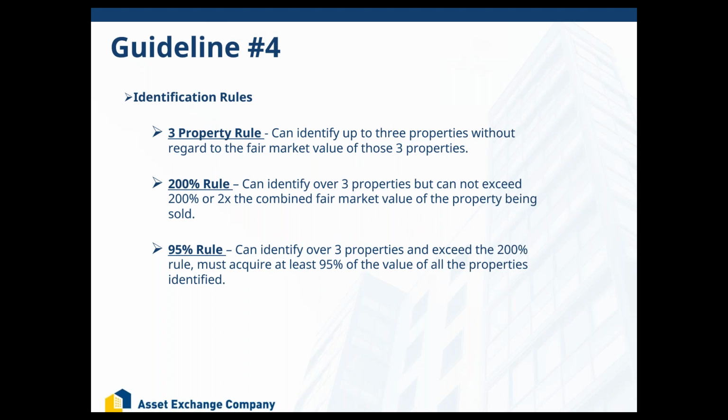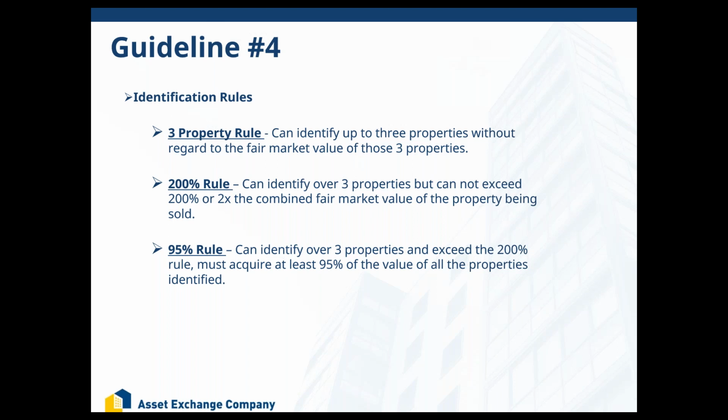Now, if you want to exceed the three property rule and you also want to exceed the 200% rule, you can do that as well, but you're going to fall into this next rule. It's referred to as the 95% rule. It doesn't really make a lot of sense the way it's written, but remember, everybody, this is the IRS, and sometimes this stuff just doesn't make sense. It's very rare that we even see any clients enacting this rule, but it does exist, and I want to make sure everybody realizes it's out there, because it reads like this. You can identify over three properties.